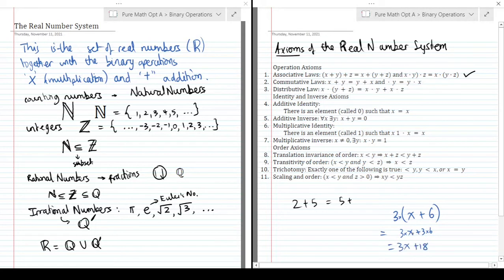Listen, you'll have met it already, right? Most of the things here, you'll have met already. Maybe it wasn't formally defined like we are trying to define it here, but you'll know it. Let's move on to the identity and inverse axioms.